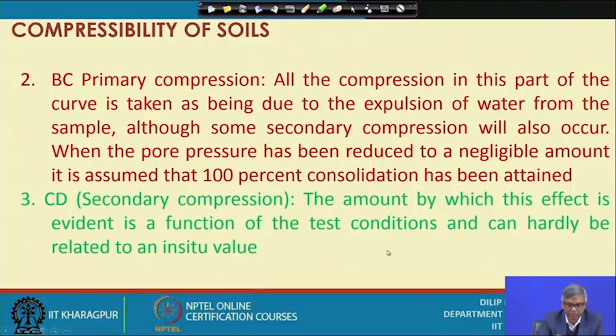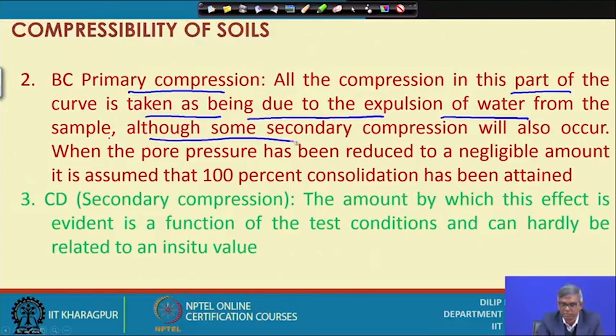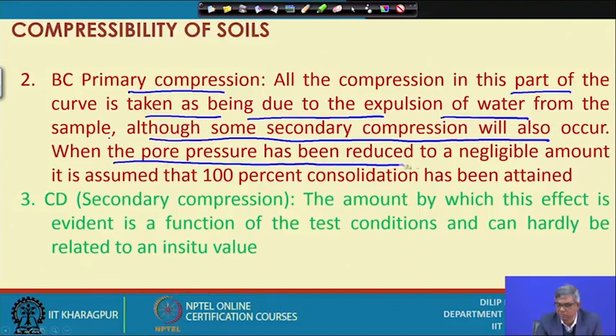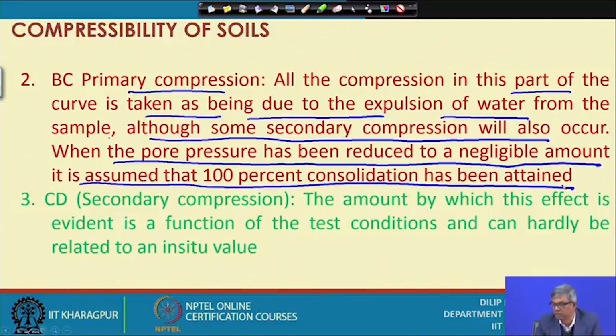And BC is the primary compression, that is whatever consolidation mechanism we have explained. All the compression in this part of the curve is taken as being due to the expulsion of water from the sample, although some secondary compression will also occur where the pore pressure has been reduced to a negligible amount. It is assumed that 100% consolidation has been attained.